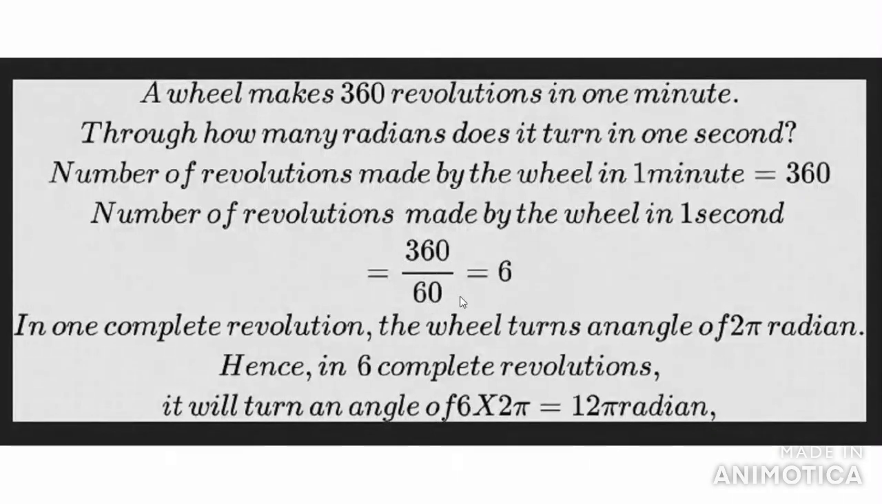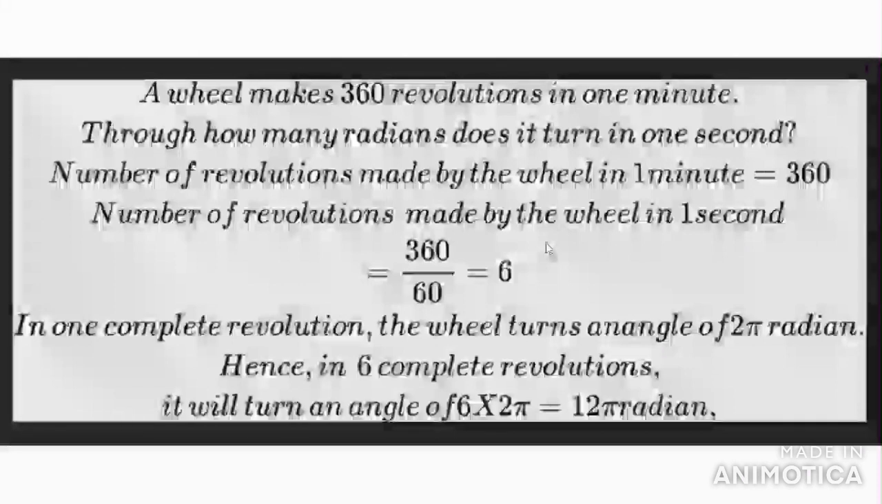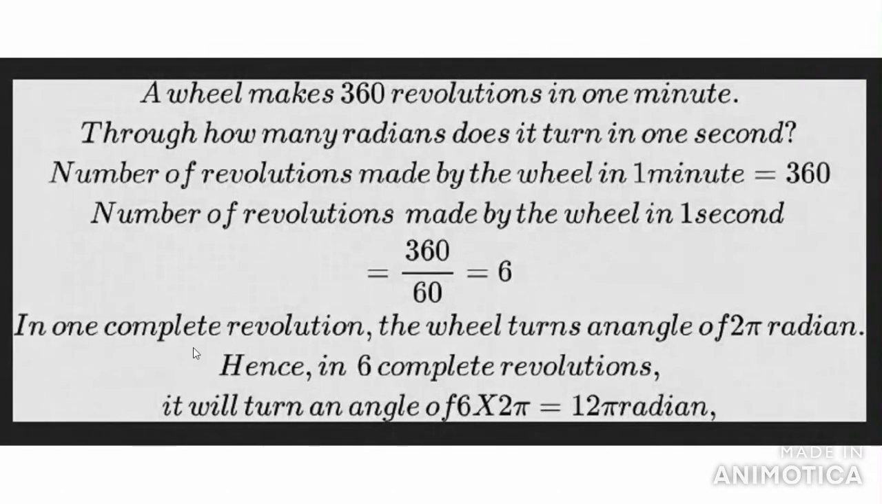360 divided by 60, which is equal to 6 revolutions in 1 second. And you know that 1 revolution is equal to 2 pi radian, that is 360 degree. Therefore, in 1 complete revolution, the wheel turns an angle of 2 pi radian. Therefore, in 6 complete revolutions, it will turn an angle of 6 into 2 pi, which is equal to 12 pi radian.